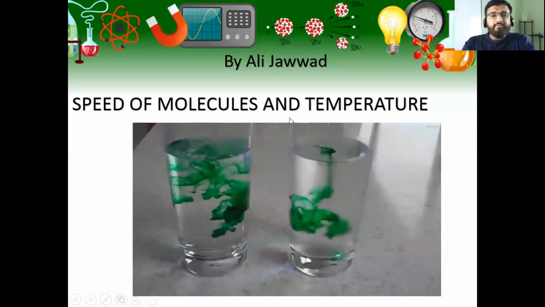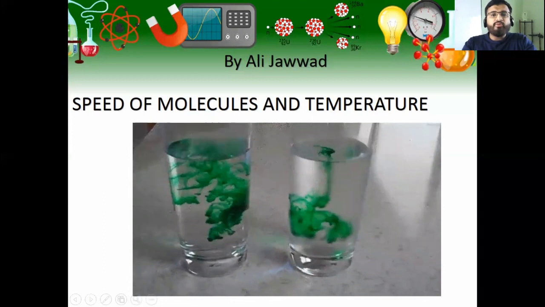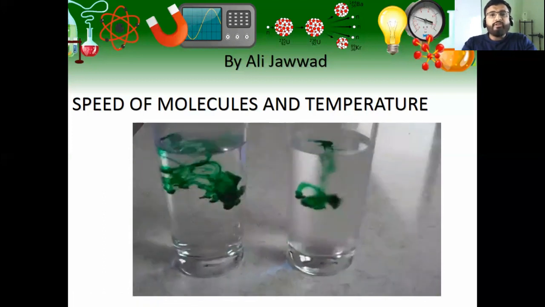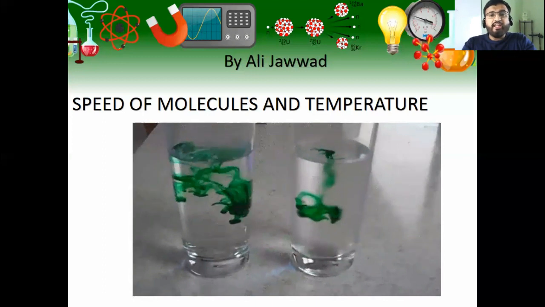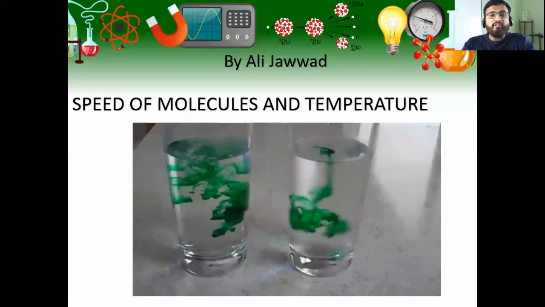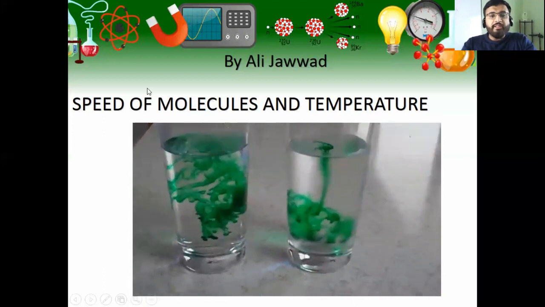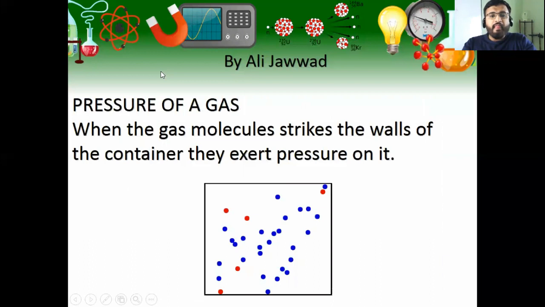So by this experiment, we came to the conclusion that the molecules and their movements are associated with the temperature, and they are in direct proportion. So when the temperature increases, the molecules gain kinetic energy and their speeds also increase.